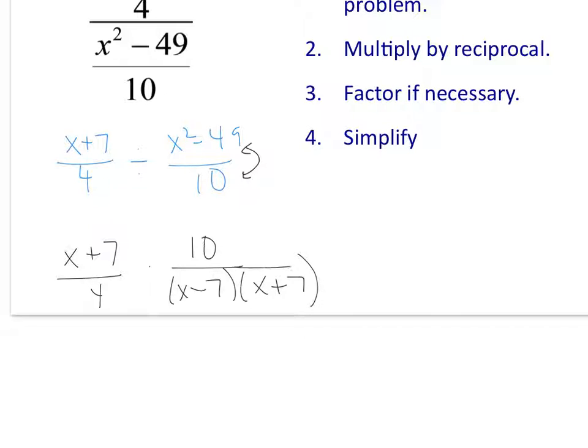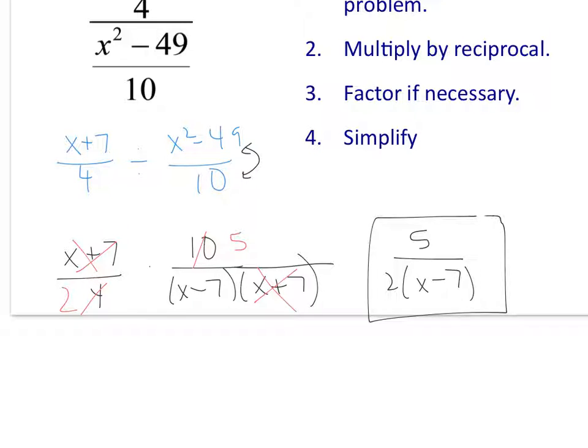And so that was the factor if necessary step. And now I'm going to cancel out any cross products or any terms that I see. And then this 4 can turn into a 2, the 10 to a 5, and now I multiply straight across, and I get 5 over 2 times x minus 7 for my final answer.